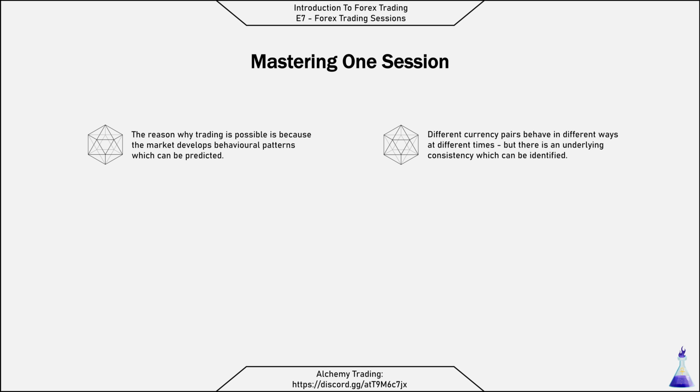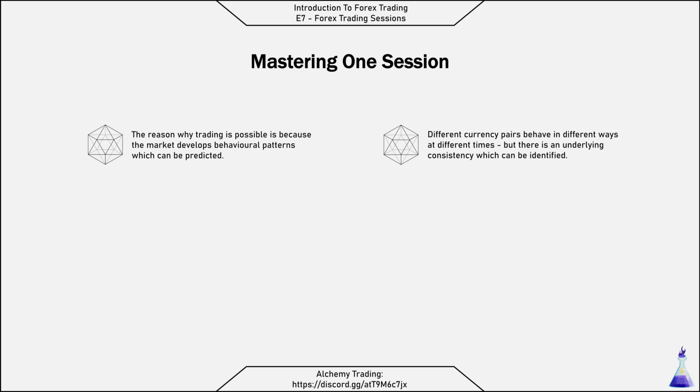But there is an underlying consistency which can be identified if you stick with it and learn a particular pair's movements well. When you're first getting started on your trading journey, we highly recommend choosing one pair to specialize in. For example, our team specializes in Euro US dollar and USD JPY.